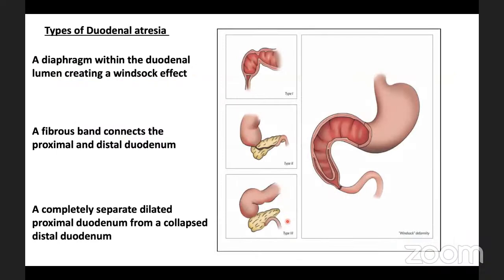You can further divide duodenal atresia into 3 types. One is a diaphragm within the duodenal lumen creating a windsock effect. This is more clear: you can see this is a membrane, and the narrowing segment is this one, and this is the dilated proximal part of the duodenum. This is called type 1. Type 2 is when there is a fibrous band which connects the proximal and the distal duodenum. And type 3 is when there is complete separation of the dilated proximal duodenum from the collapsed distal one, like this. Type 1 is more common.